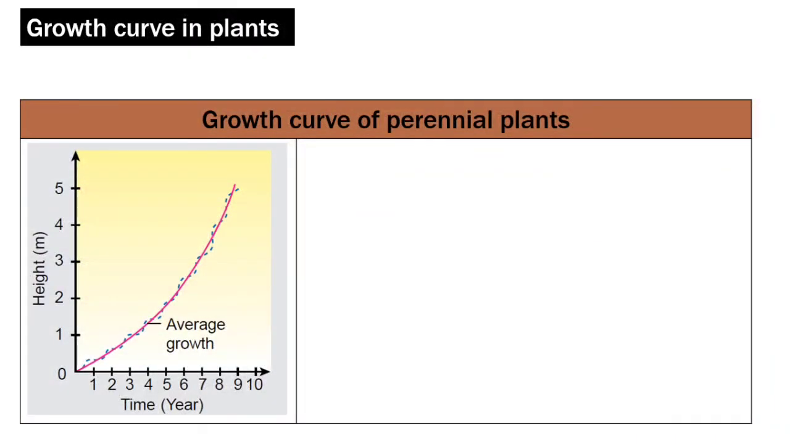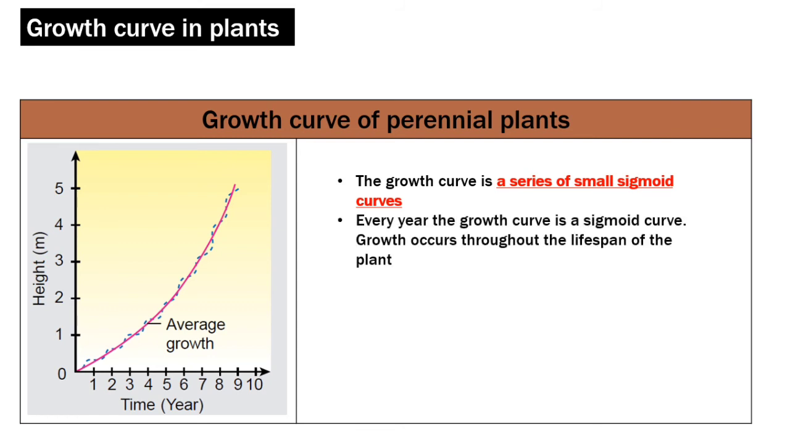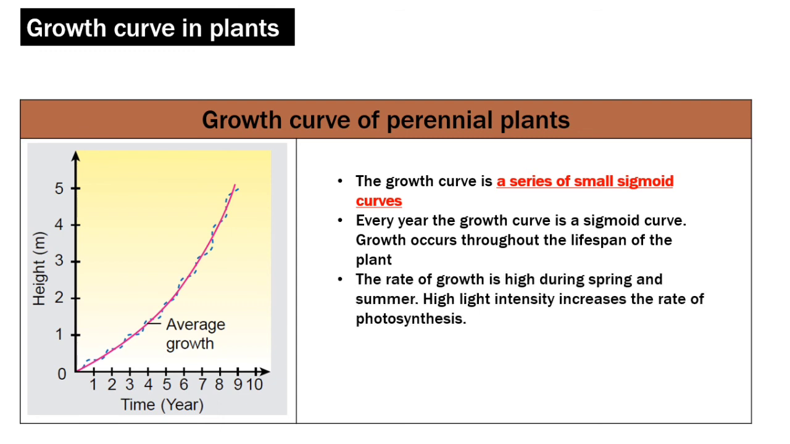Okay, this is the picture of growth curve of the perennial plant. The growth curve is a series of small sigmoid curves. We can see the small sigmoid curves combined together. Every year, the growth curve is a sigmoid curve. Growth occurs throughout the lifespan of the plant. The rate of growth is high during spring and summer. High light intensity increases the rate of photosynthesis. The rate of growth decreases in winter.